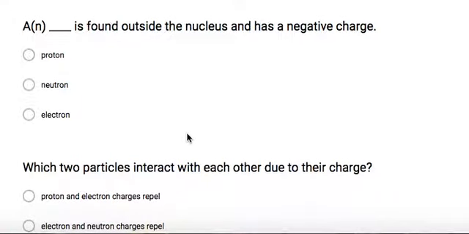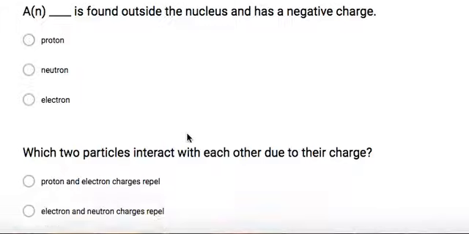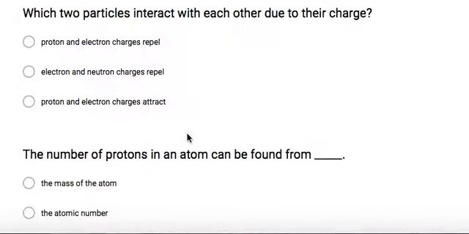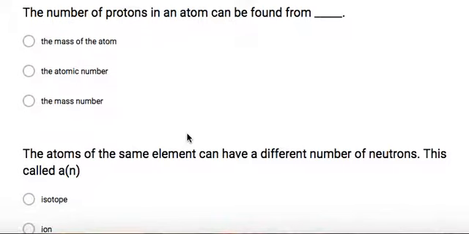A or an blank is found outside the nucleus and has a negative charge. Proton, neutron, electron. Which two particles interact with each other due to their charge? Proton and electron charges repel. Electron and neutron charges repel. Proton and electron charges attract.